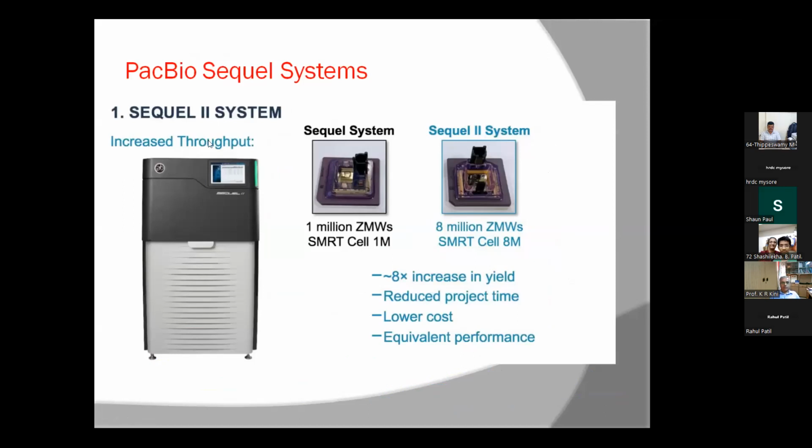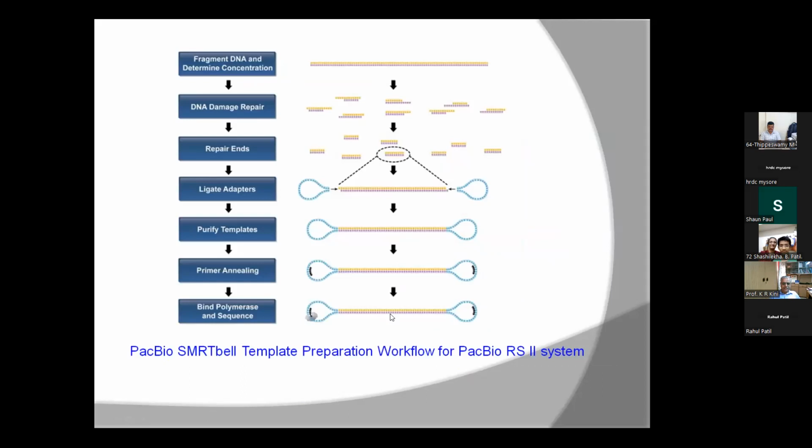So the two important systems are the Sequel and Sequel 2. There are around 1 million ZMWs in a chip there. Then in the higher version, you have 8 million. And you still have more versions coming up with an increased number of ZMW cells, SMRT cells.